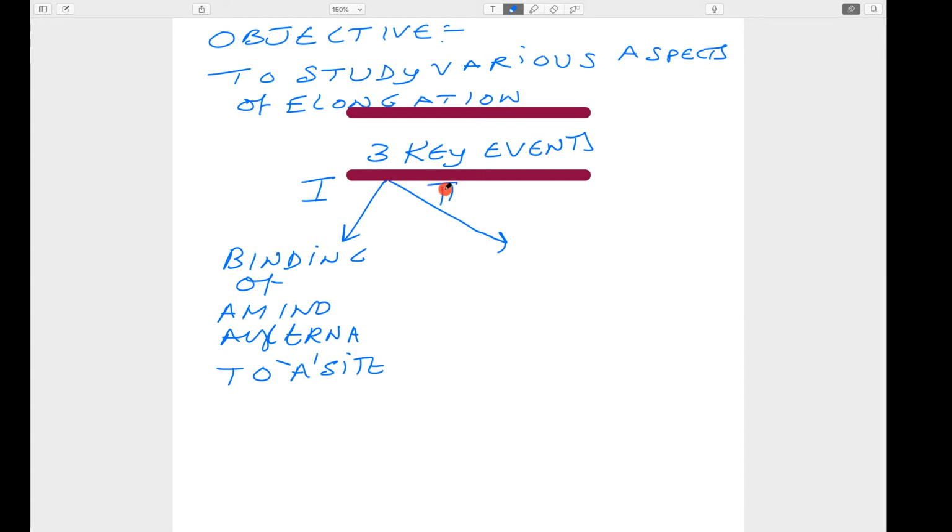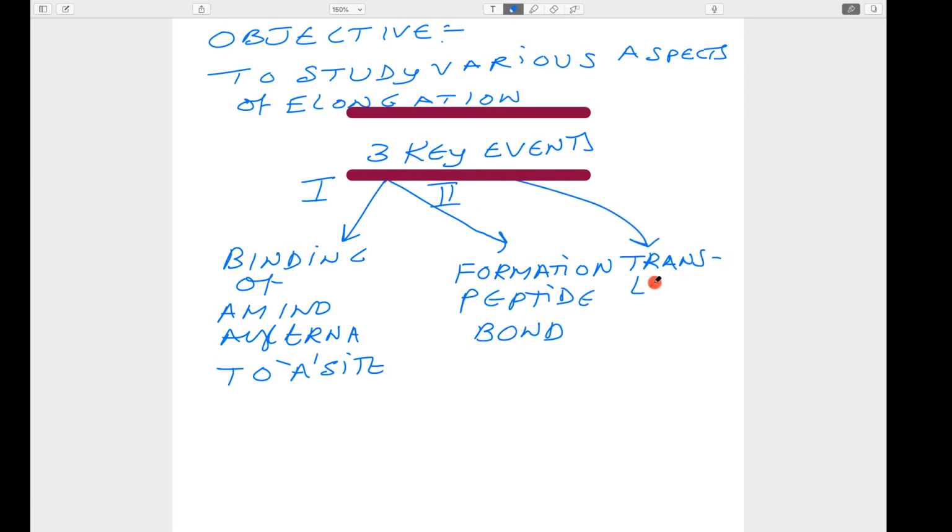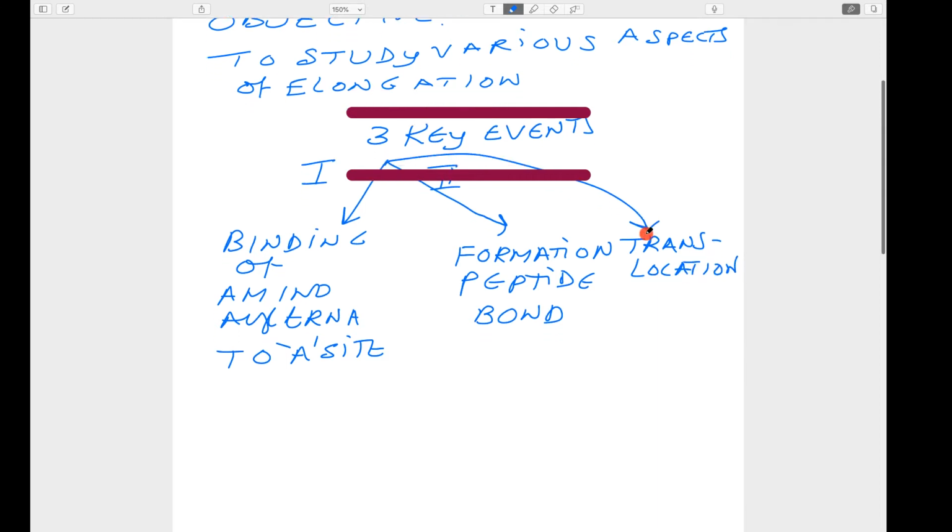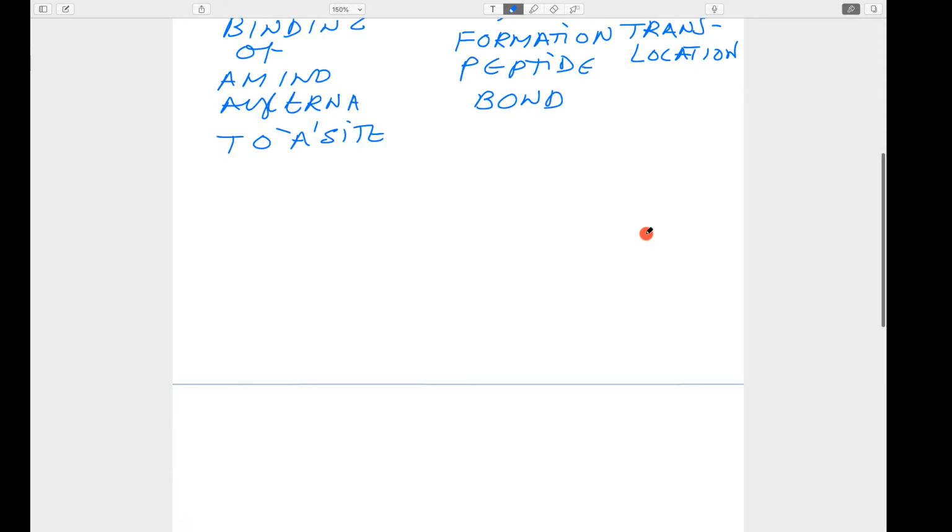Then the second event is formation of the peptide bond. Then the third event, we call it translocation. So these are the three key events of the elongation process of translation. Let us briefly talk about these aspects.